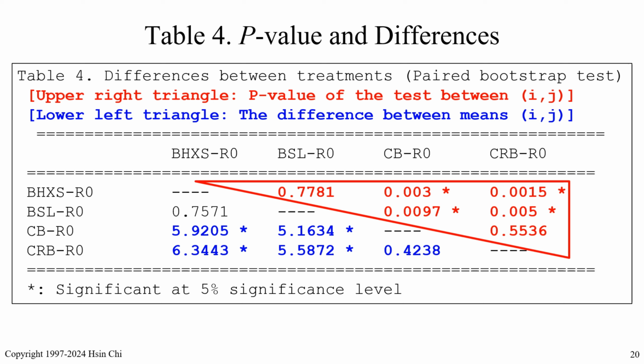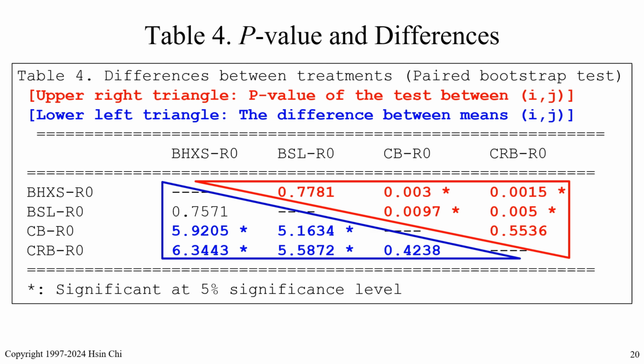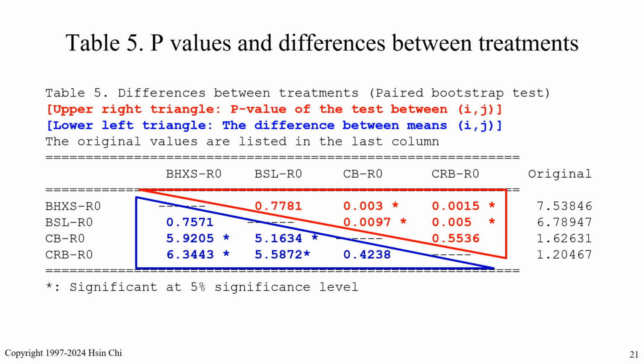In Table 4, you can see the p-values and differences of all comparisons. The upper right triangle, the red triangle, are the p-values between treatment I and treatment J. A p-value followed by a star means significant difference. The lower left triangle, the blue triangle, are the differences between means of treatment I and J. A difference followed by a star represents significant difference. Table 5 is similar to Table 4. In the last column, the original values are listed for your convenience.